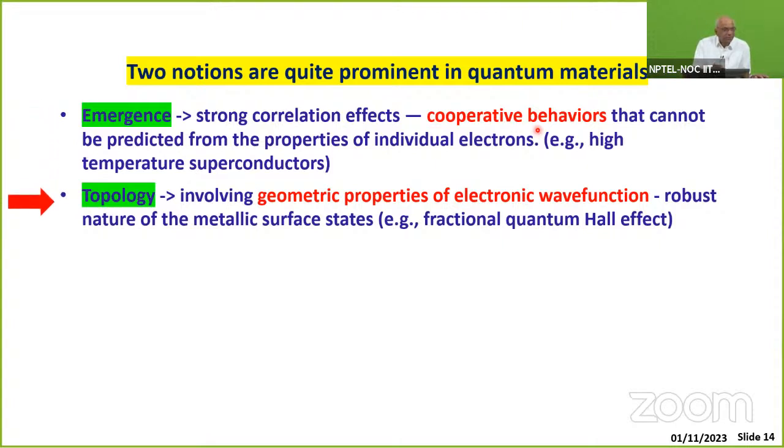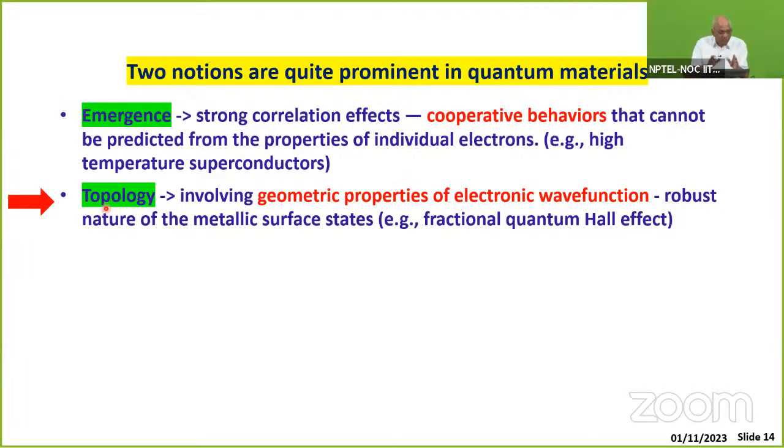In addition to emergence, we add another layer which involves topology. This was also a new introduction into the physics of materials, where the geometric properties of the electronic wave function seem to also give rise to new phenomena. For example, the topological insulators. You can have very robust metallic surface states, the surface being metallic while the bulk being insulating. And also some exotic quantum statistics like the fractional quantum Hall effect is also a consequence of topology.